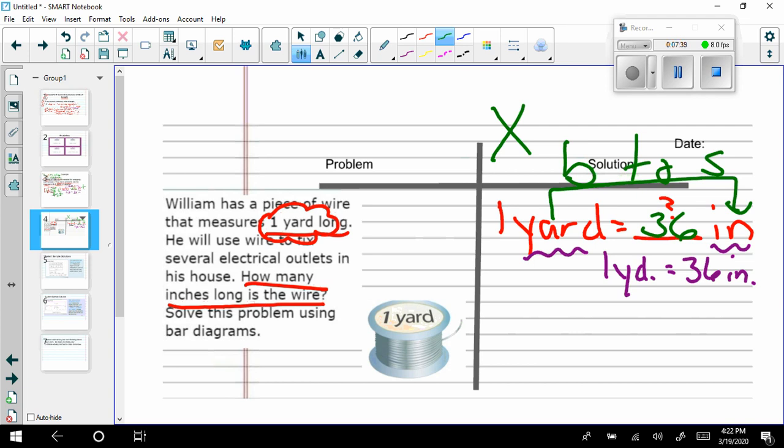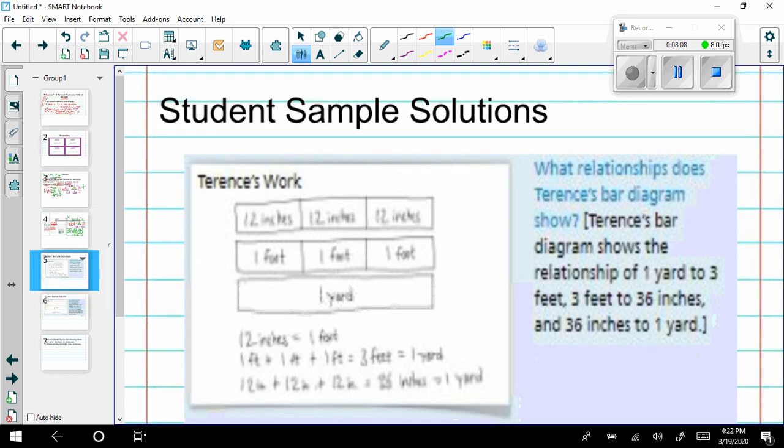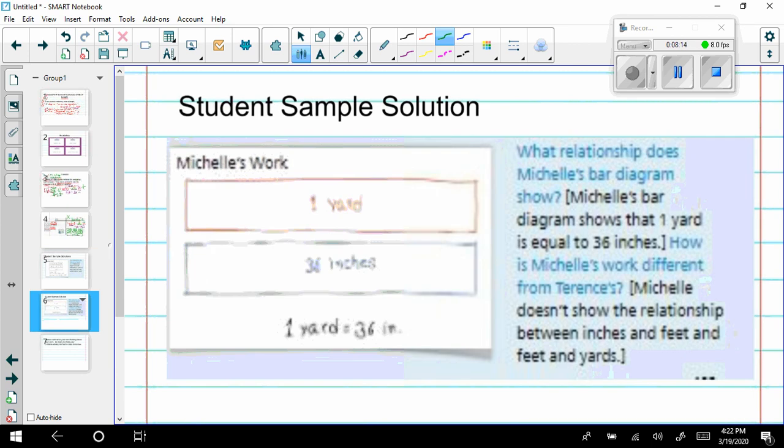So now we know, and it says solve this problem using bar diagrams. So they want you to realize that if you have 1 yard, they want you to understand that 1 yard is 3 feet. And we want you to understand that each foot is 12 inches. 12, 24, 36. And that is exactly what Terrence did. And as we look at Michelle, she just did 1 yard is equal to 36 inches.